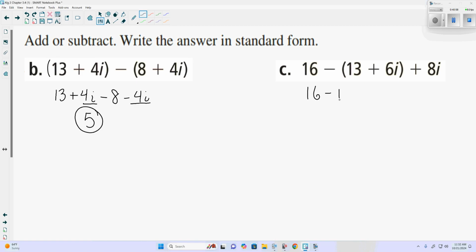Already separated first, so that's pretty easy. The first thing we would do is distribute that negative through. 16 minus 13 is 3. Negative 6i plus 8i is plus 2i. And again, we could have typed both of these into the graphing calculator. The graphing calculator would have done it for us.